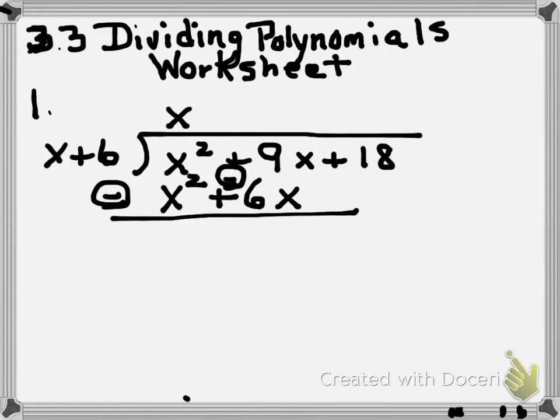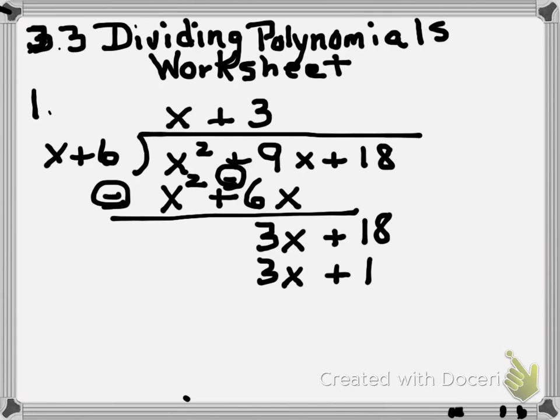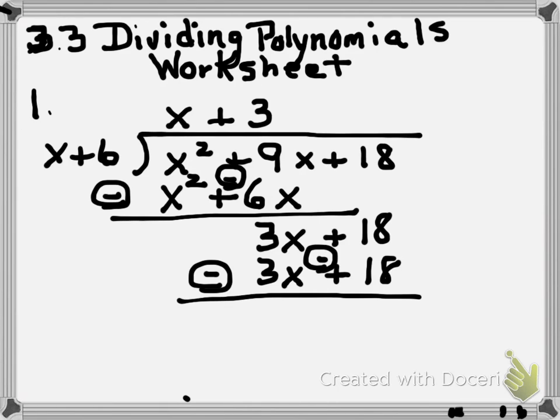Positive 9x and a negative 6x is positive 3x. Bring down the next term. 3x divided by x is 3. 3 times x is 3x. 3 times 6 is 18. Change the signs of the second polynomial. And we have 0 remainder.